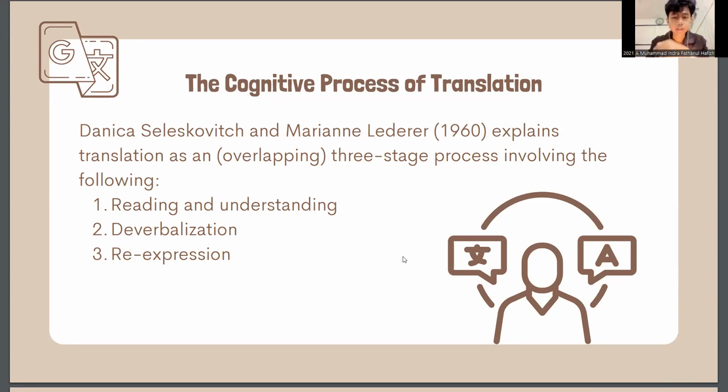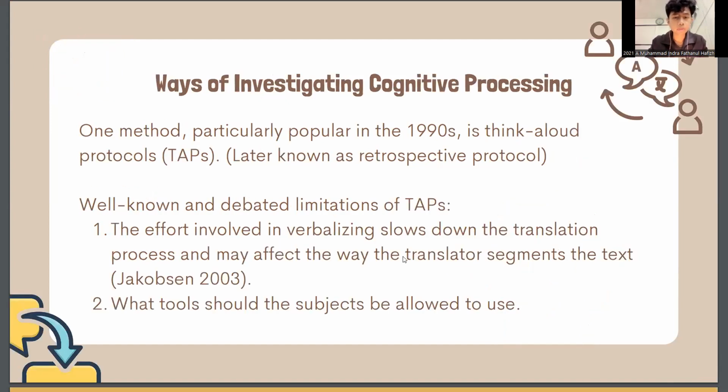The second one we have here is deverbalization. So what is it? Well, it is an essential intermediate phase if the translator is to avoid transcoding and calques. And the last one is re-expression, which is where the target text is constituted and given form based on the deverbalized understanding of sense.